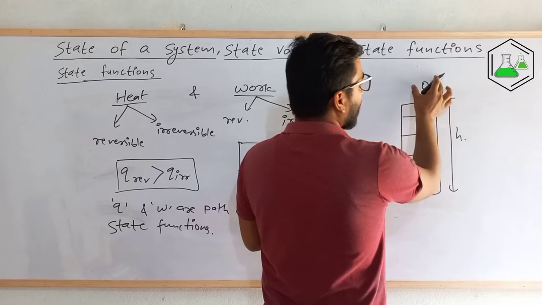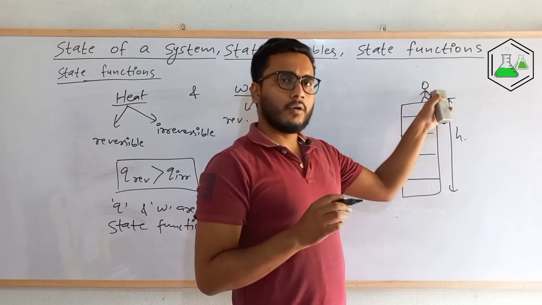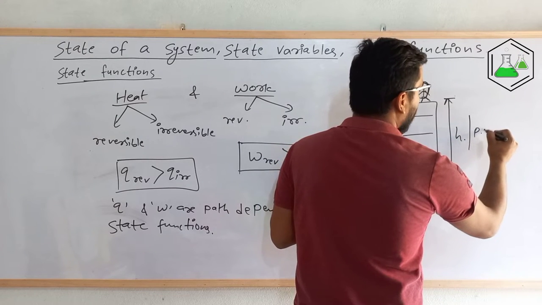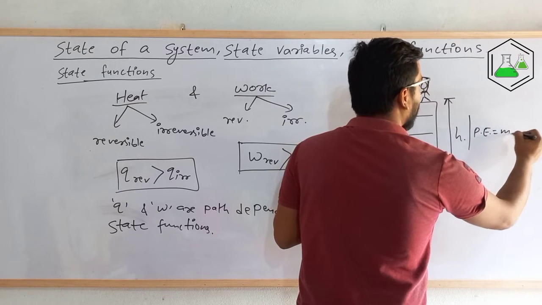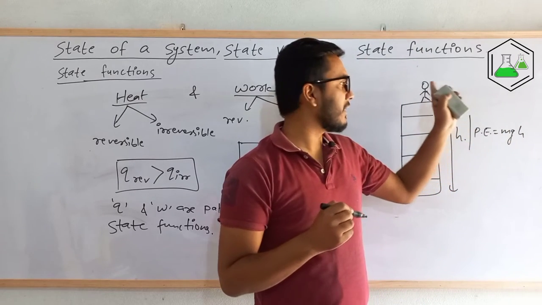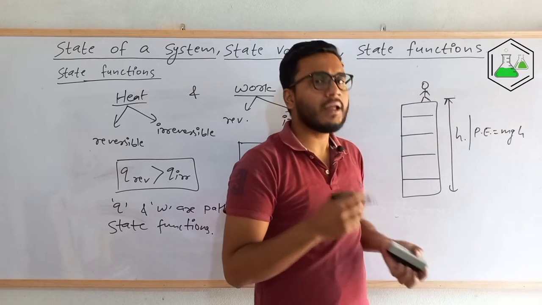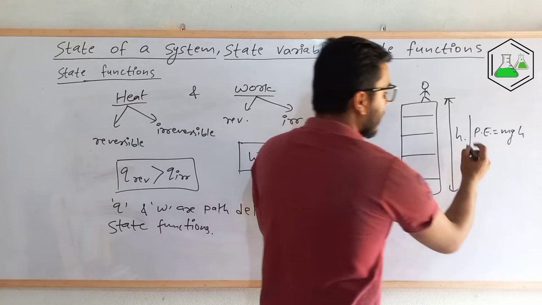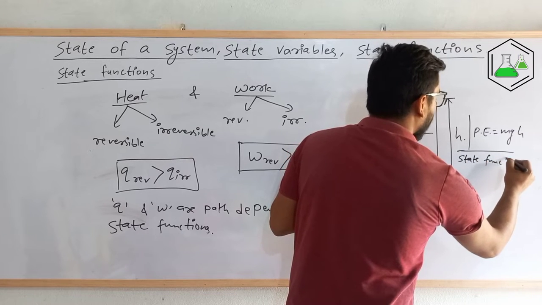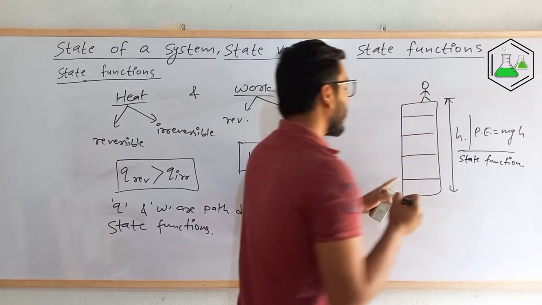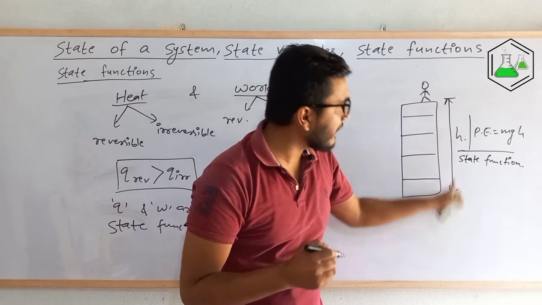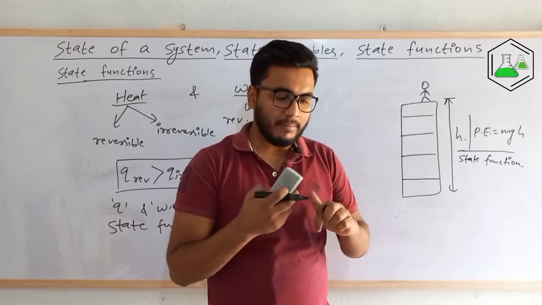Similarly, will the potential energy of this person sitting on the roof ever change? No, it will not change either, because potential energy is given by mgh. The mass of the person will remain same, acceleration due to gravity at that point remains same, and height of the building remains same. So these are the state functions. It does not depend on how the person went up. It only depends on the height of the building, and that will always remain same, right?